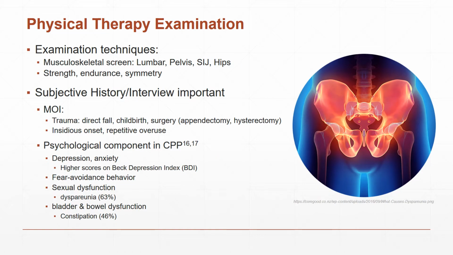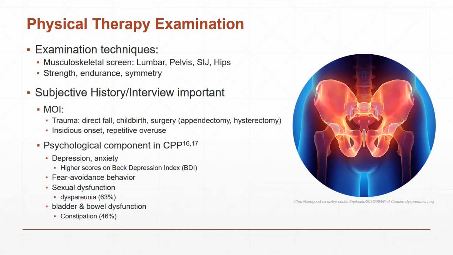So what should your physical therapy examination consist of? You should definitely do a thorough musculoskeletal eval that includes a lumbar, pelvic, and hip screen to rule in or out involvement of any of these factors, as well as strength and endurance and looking for symmetry. The subjective history is probably the most important tool that you'll use when screening for pelvic floor involvement. You want to ask about mechanism of injury, whether it's a trauma, and if they have a history of surgery such as an appendectomy or hysterectomy or anything like that.